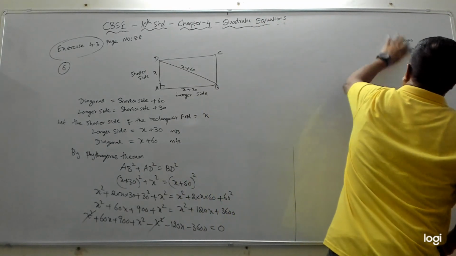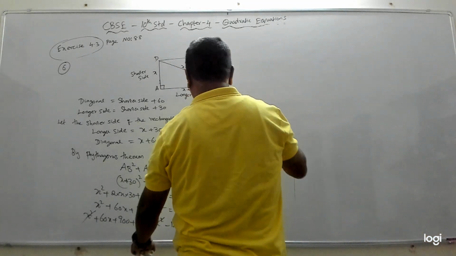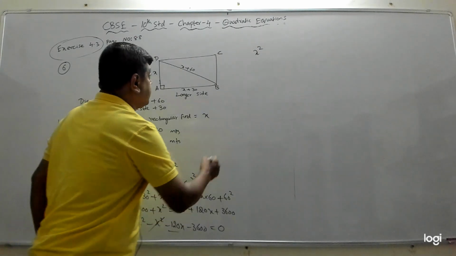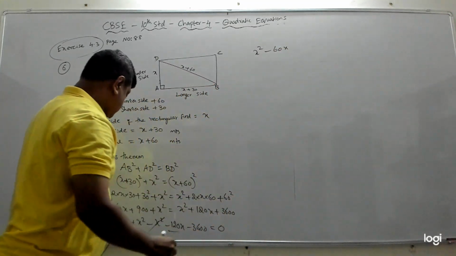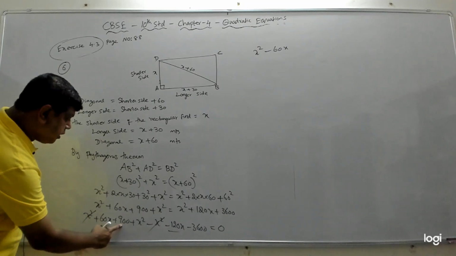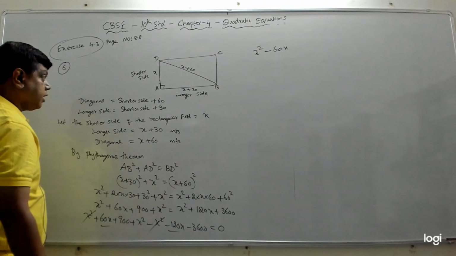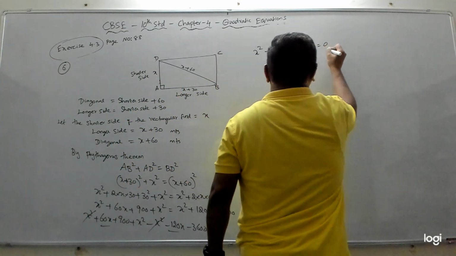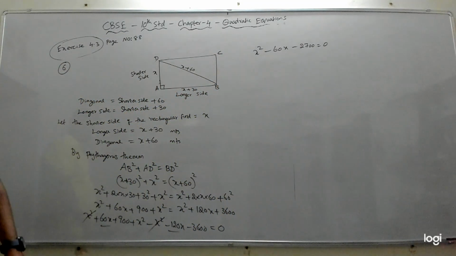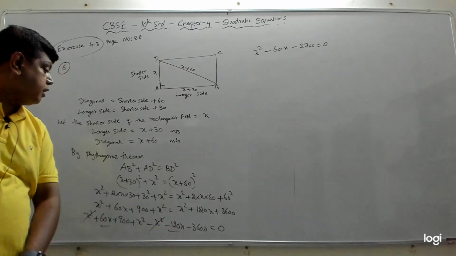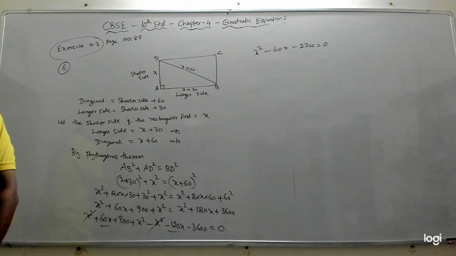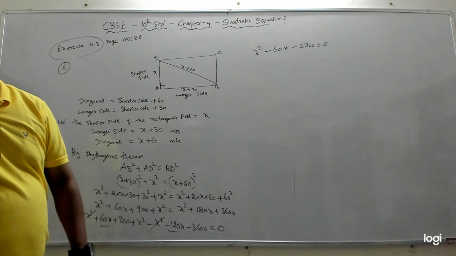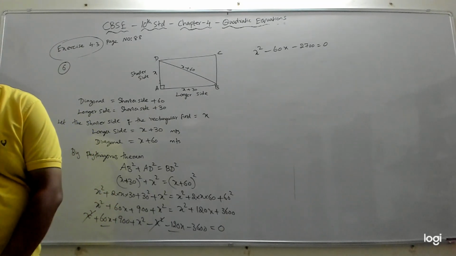Fine. So we will have x square, then this is 60x, this is minus 120x, it will become minus 60x. Then next, this is 900, this is minus 3600, so that will give us minus 2700 equal to 0. Clear? So x square minus 60x minus 2700 equal to 0, because 900 minus 3600 is minus 2700. Now we should solve and then find the values.